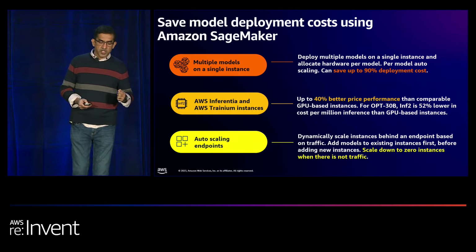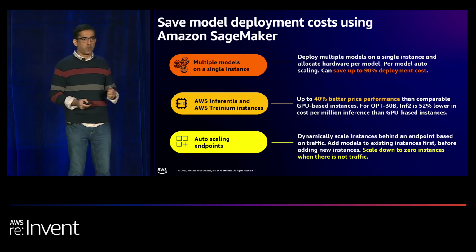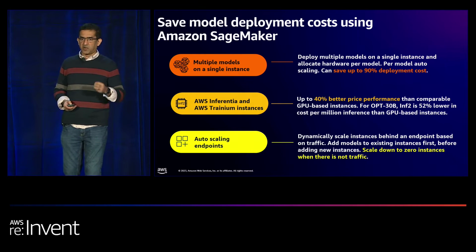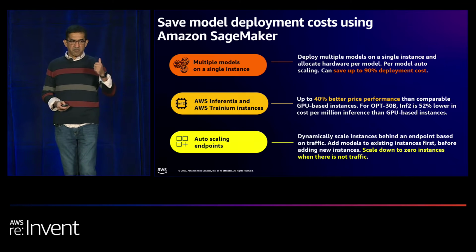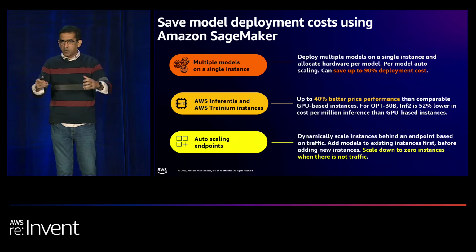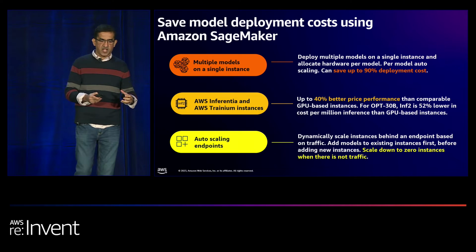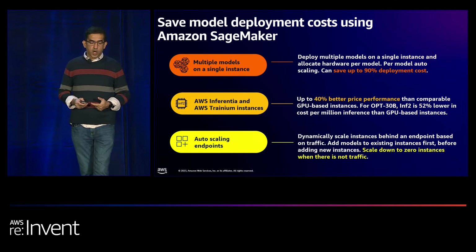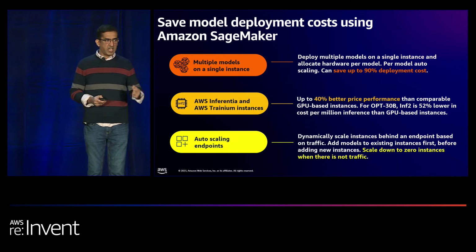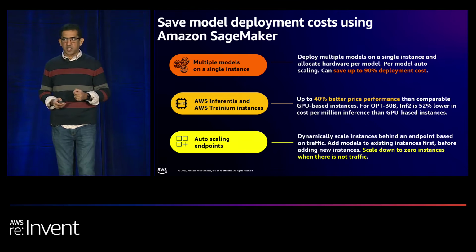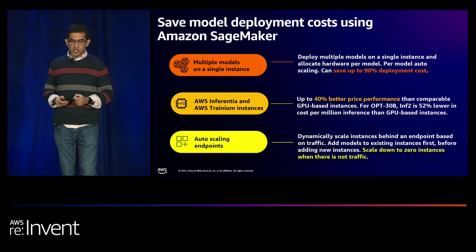Next, let us see how SageMaker can help you save costs of deploying foundational models. We're going to dive deep into 3 key features of SageMaker that will help you save costs. First, you can deploy multiple models on the same instance, and all these models can share the hardware resources that are available on the instance, and that way you save costs. Second, you can deploy models on SageMaker on an Inferentia or a Trainium-based instance. These instances offer up to 40% better price performance than a comparable generation of GPU-based instances.